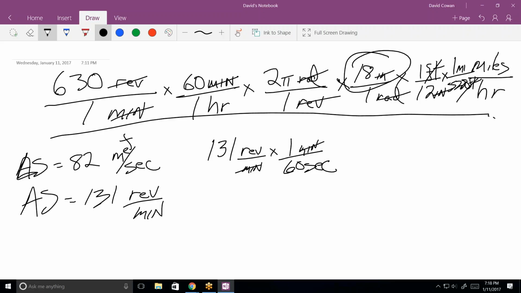Now I have revolutions per second. Well, I know that it's 2 pi radians per revolution. That gets rid of the revolutions. And then I also know that it's the radius, which is what I'm trying to solve for, per 1 radian. That's a conversion factor that's always true. 1 radian per radius, or 1 radius per 1 radian. That gets rid of the radians.